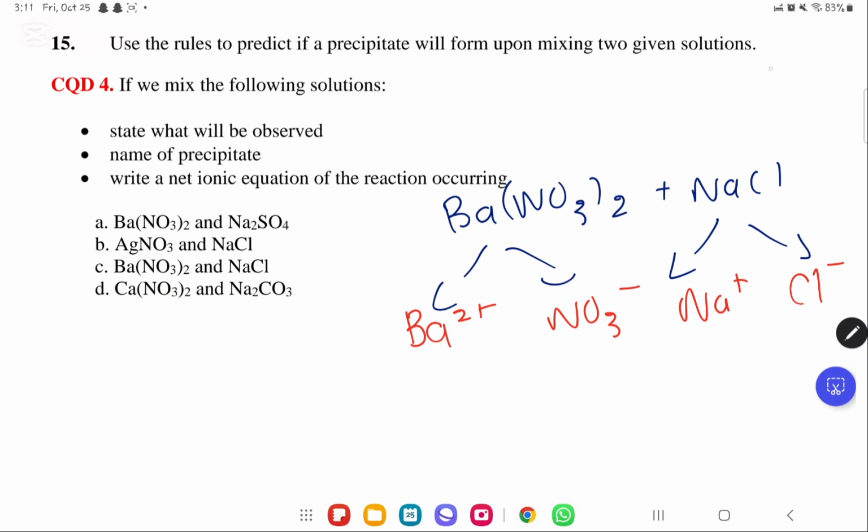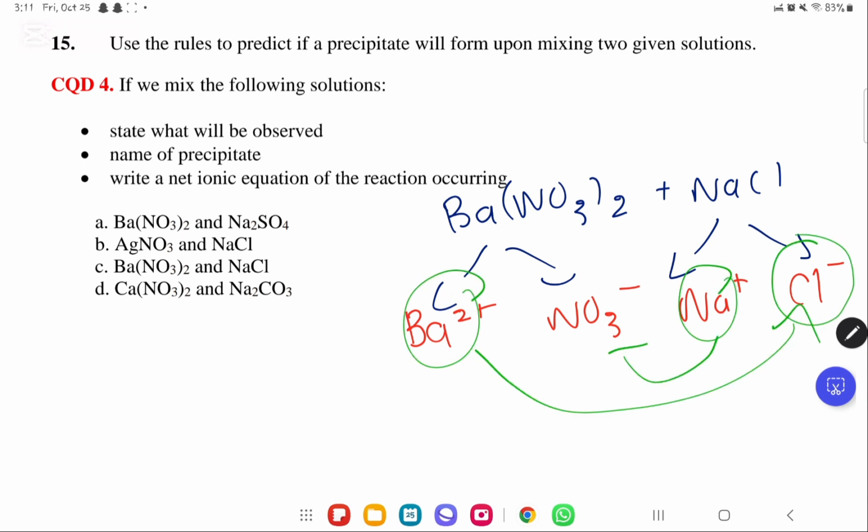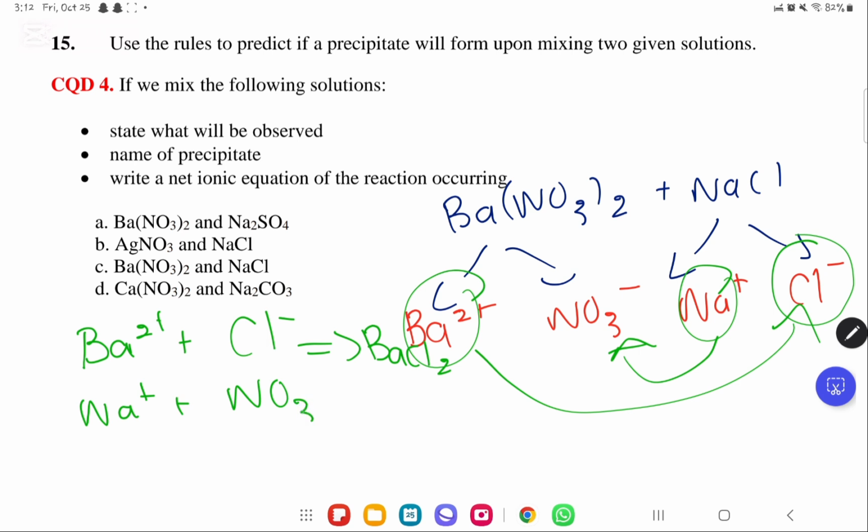So as we did before, we're gonna bring each one to the other. Okay, sorry, I keep on moving my tablet. So we are gonna get Ba2+ reacts with Cl- to form BaCl2. Then we have Na+ reacts with NO3- to give us NaNO3. But don't forget, of course, to put the aqueous here, here, here, and here.